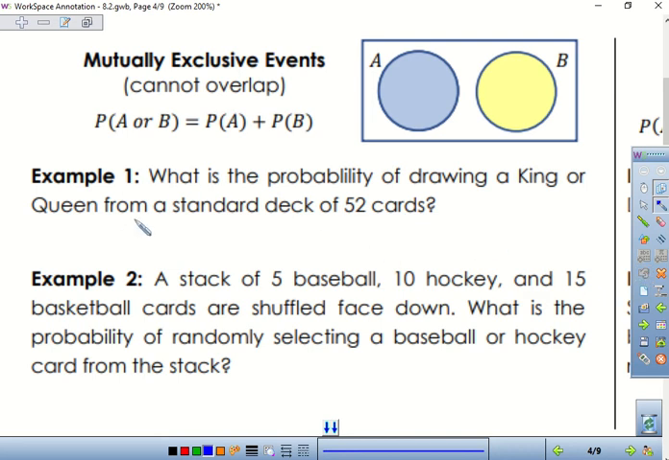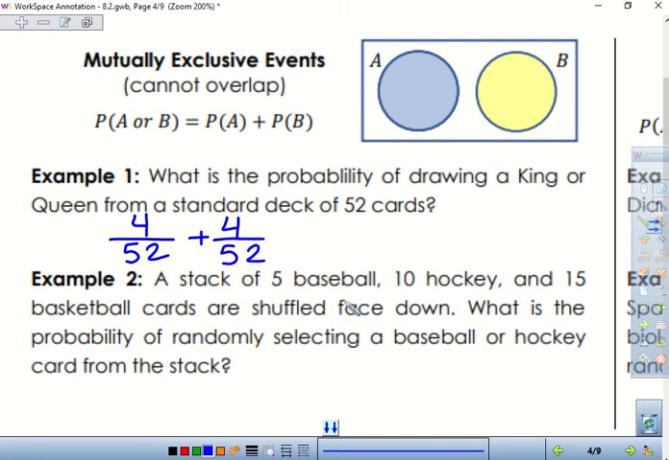Anybody know how many kings are in the deck? 4. Good. So 4 out of 52, you have a 4 out of 52 chance of drawing a king, right? Plus, you're okay with also drawing a queen, right? So plus we have the chance of drawing a queen, which is also what? 4. Good, 4 out of 52.